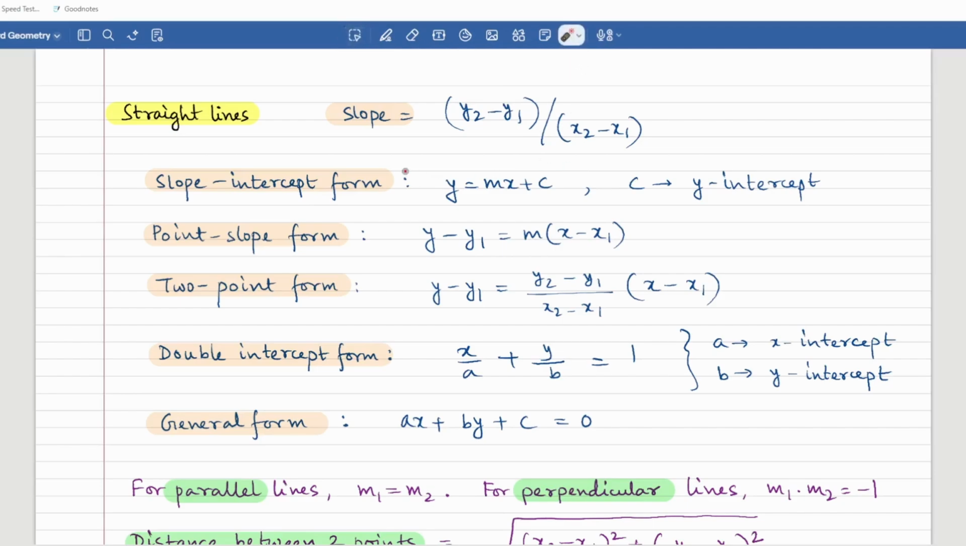For a straight line, the slope m is given as (y2 minus y1) divided by (x2 minus x1). The change in vertical coordinates divided by the change in horizontal coordinates. The slope is basically the angle the line makes with the positive direction of the x-axis. In the slope-intercept form, you write the equation of a line as y equals mx plus c, where c is the y-intercept and m is the slope. Of course, the definition has been given above.